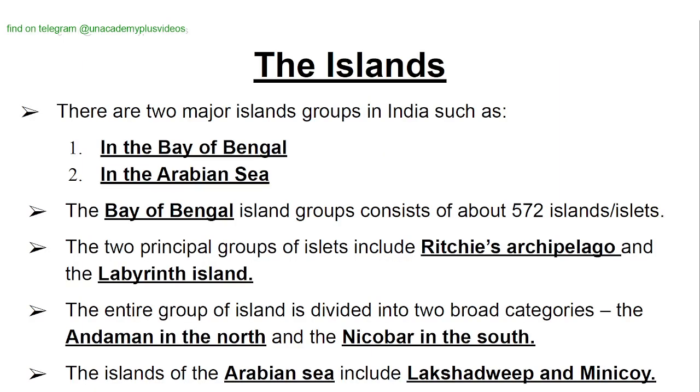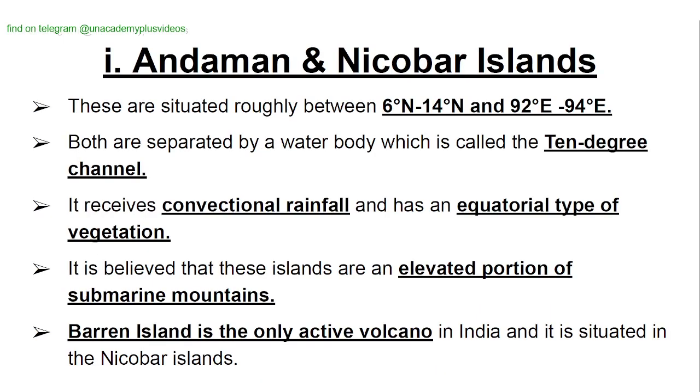The islands in the Bay of Bengal and the Arabian Sea. In the Bay of Bengal, island groups consist of about 572 islands or islets. The two principal groups of islets include Ritchie's Archipelago and the Labyrinth Island. The entire group of islands is divided into two broad categories: the Andaman in the north and the Nicobar in the south. The islands of the Arabian Sea include Lakshadweep and Minicoy.